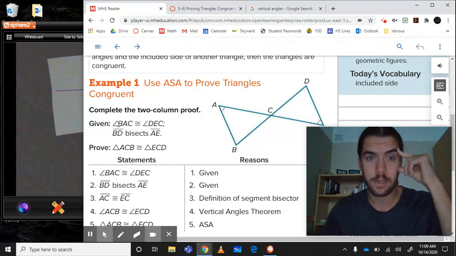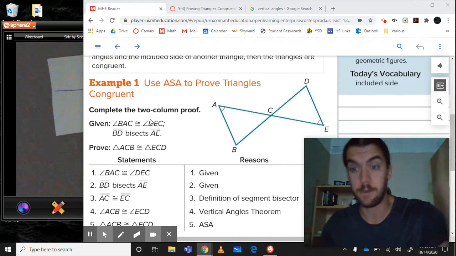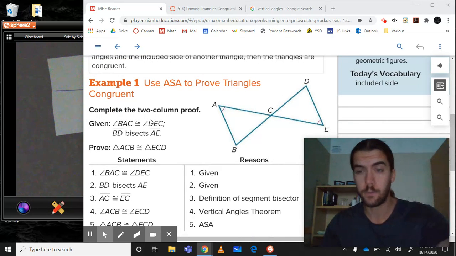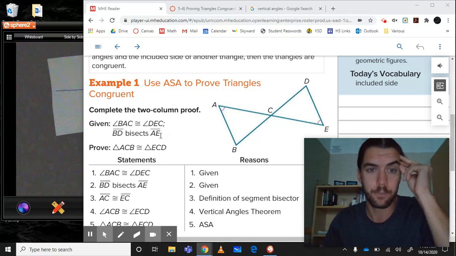So for example, that angle BAC is congruent to DEC. So BAC and DEC, the two angles that they've labeled here by A and by E, are congruent. Okay, so that's just given. They're just saying that we've used a protractor or something, we've measured them, we know they're congruent.